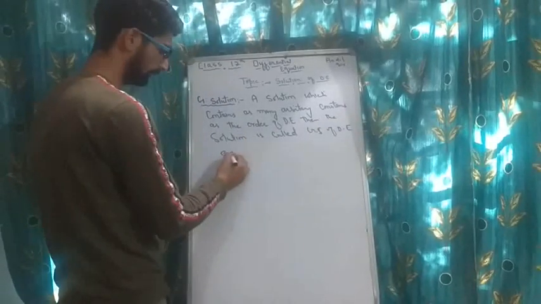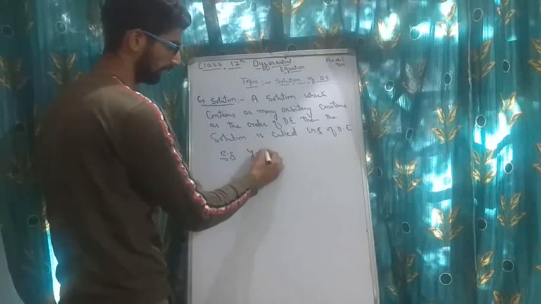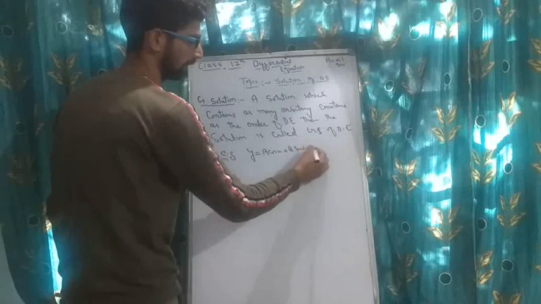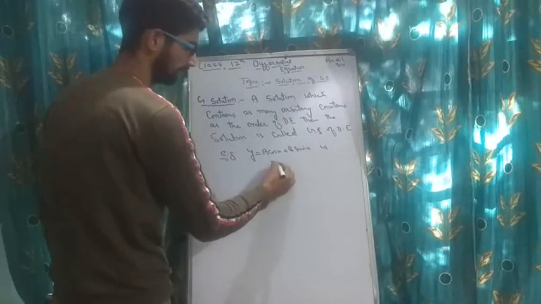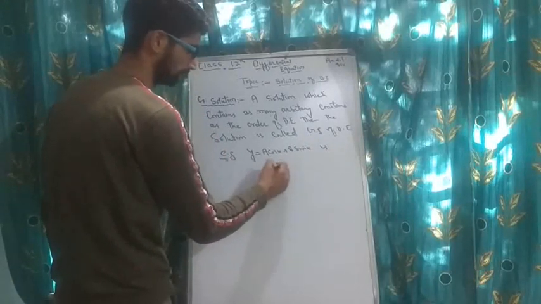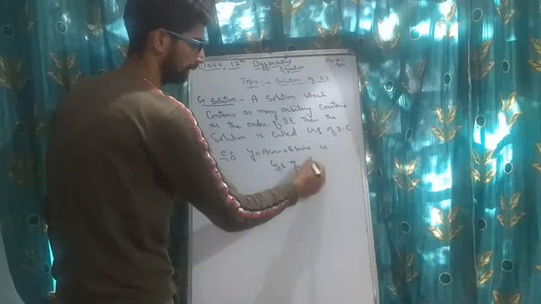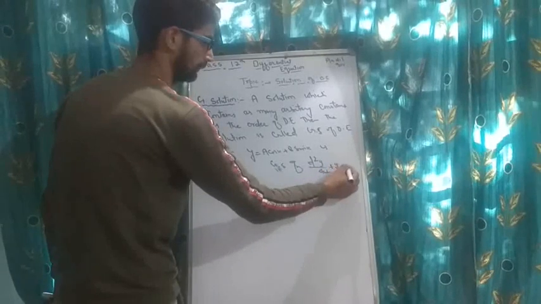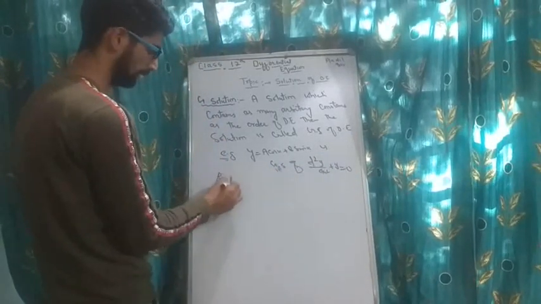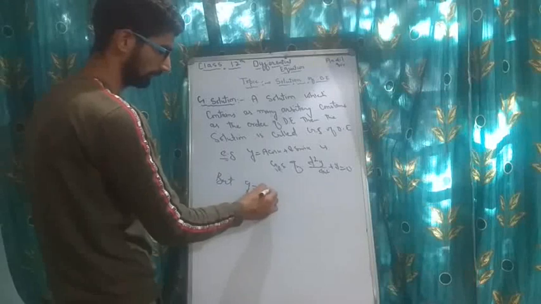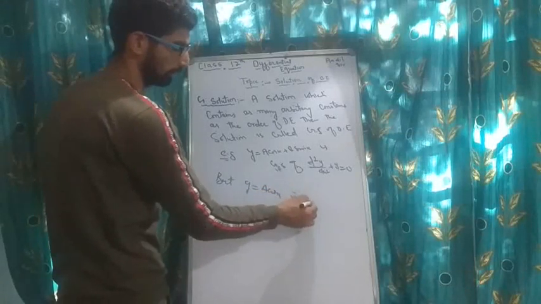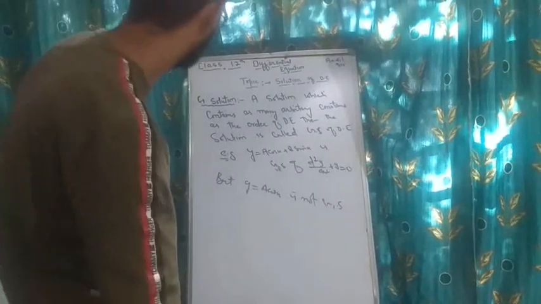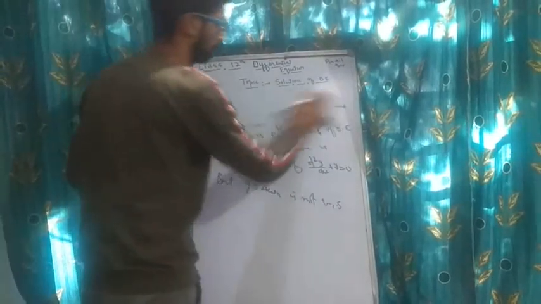So you take an example: y equals a cos x plus b sin x is the general solution of d square y divided by dx square plus y equals 0, but y equals a cos x is not a general solution. So this is our definition for the general solution.